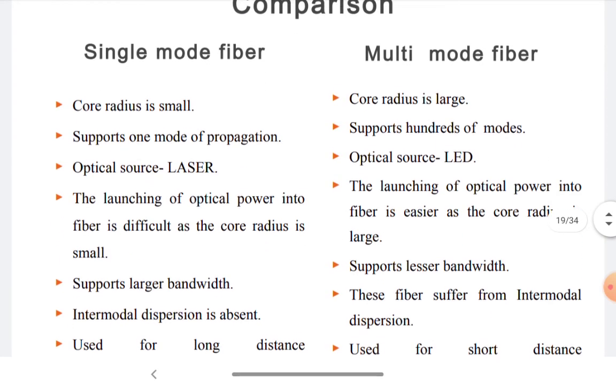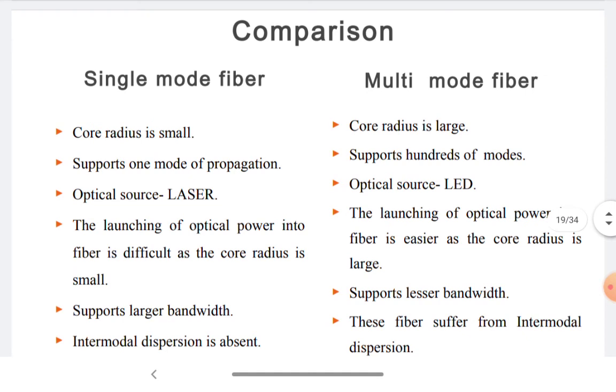Now the comparison of single mode fiber and multi-mode fiber is a very important part. In single mode fiber the core radius is small, but in multi-mode fiber the core radius is large. Single mode supports one mode of propagation, meaning only one ray goes through the core, while multi-mode supports hundreds of modes. The optical source for single mode is a laser, and for multi-mode it is an LED. Both optical sources we will see later.